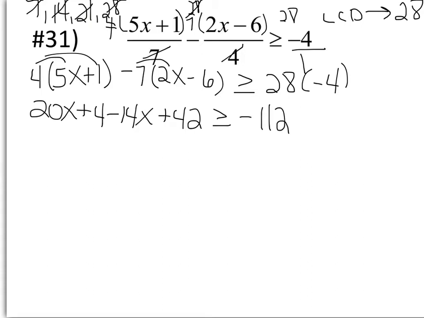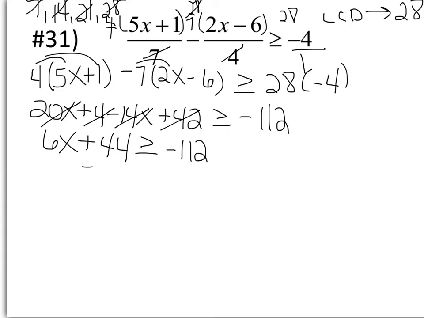Okay, so now we're going to combine some like terms. 20x minus 14x is 6x, and 4 plus 42 is 44. And this should be, excuse me, greater than or equal to negative 112. So I'm going to subtract 44 from both sides. And I get 6x is greater than or equal to negative 156.